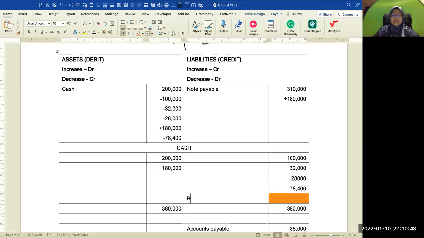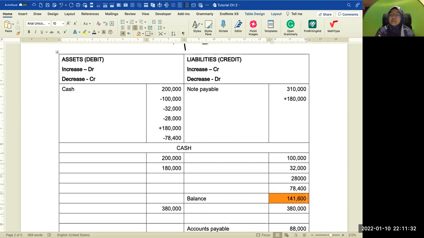So how do you know the balancing figure? What you do is you total up everything: 100 plus 32 plus 28 plus 78.4, so total is 238.4, minus from 380. So that's the balancing figure. It should be 141,600. Do you get the same answer? Yes. Again, you have to look at the types of account, whether it is an asset, liability, or owner's equity, and then put that into the journal entries.